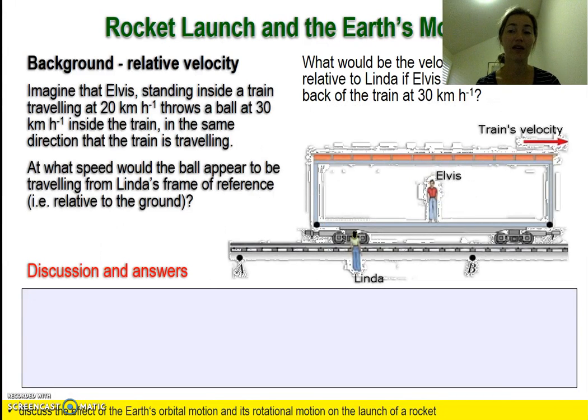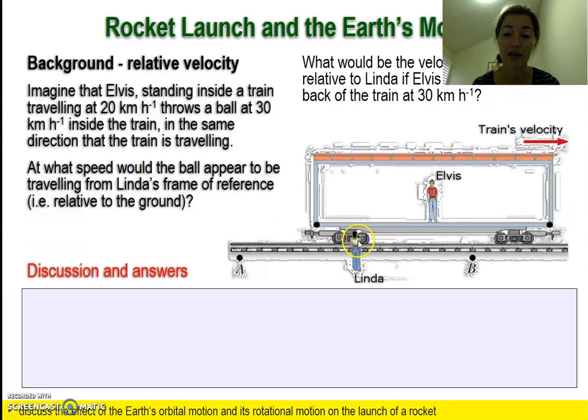So we come now to a couple of slides later if you're clicking along, or the next slide if you're watching the video. This is such an important concept, and it's one that we will come back to, and we have already looked at: relative velocity. Let's consider this situation. We have Linda standing on a platform, and we have Elvis riding in a train. And the train is moving along the platform at 20 kilometers per hour.